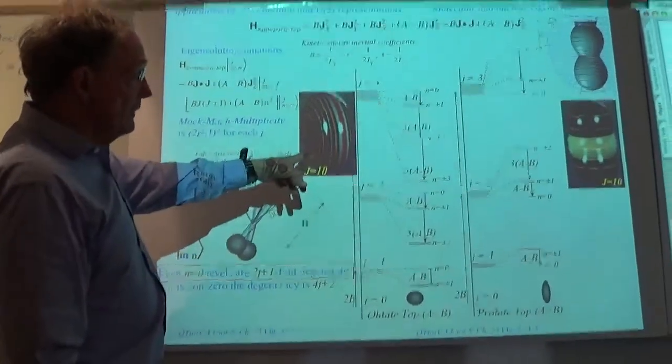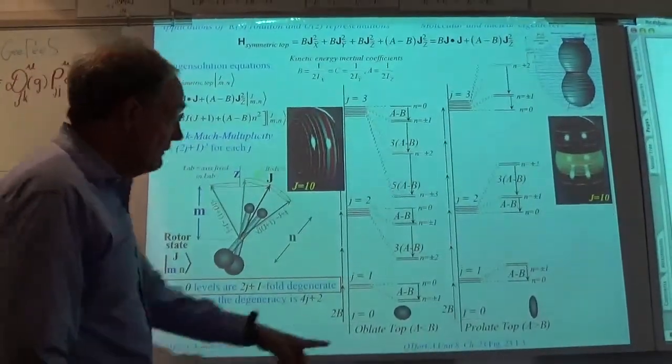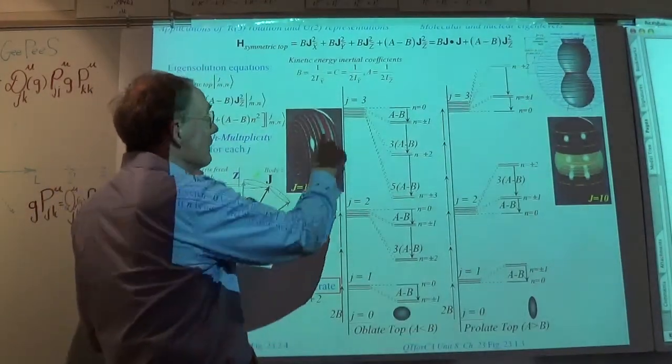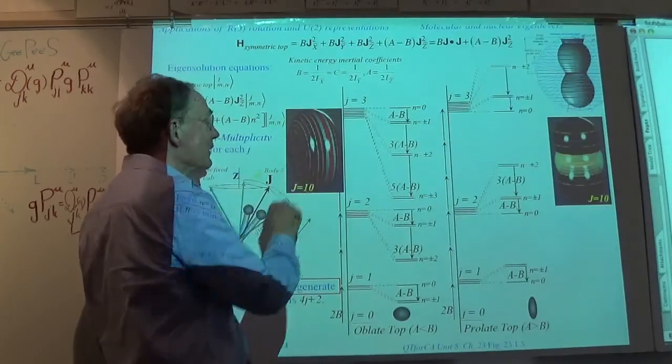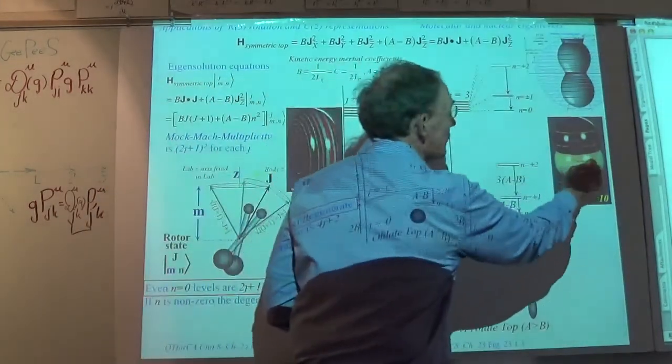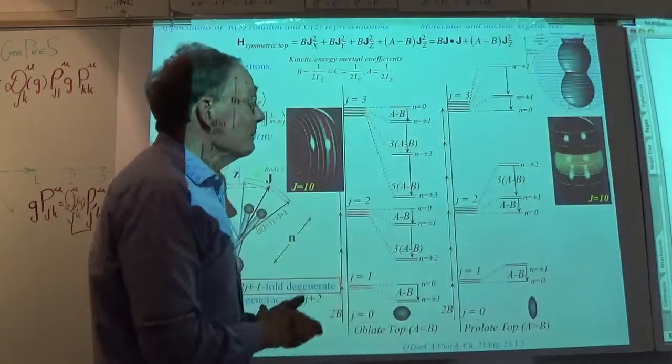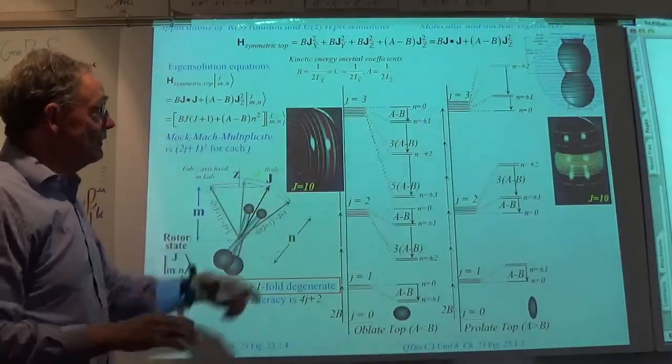This is the rotational energy surface for the case that we have here, A less than B. Here you start on the equator and go down in energy. Here you start on the equator and go up in radius. Very different. Very different figure.